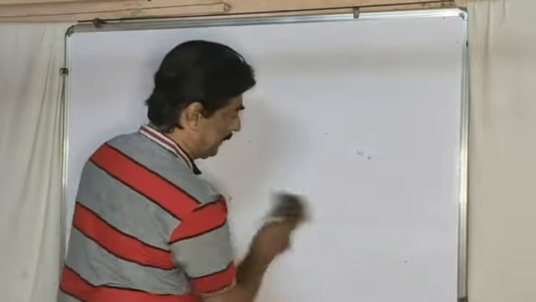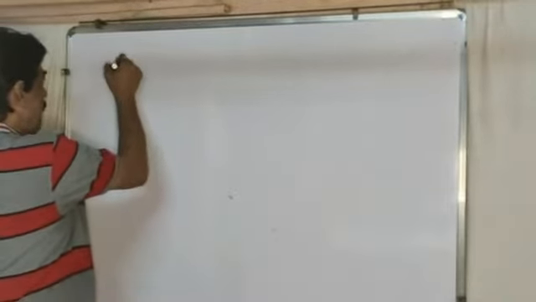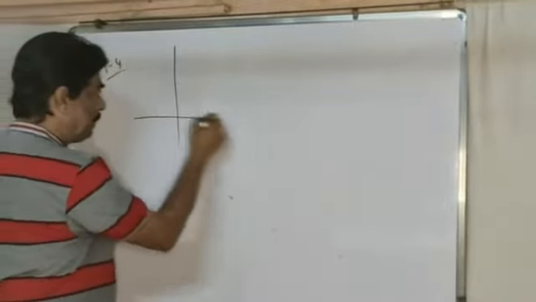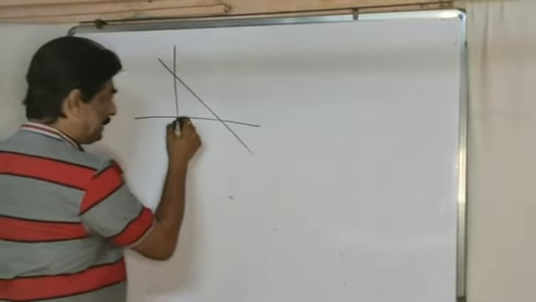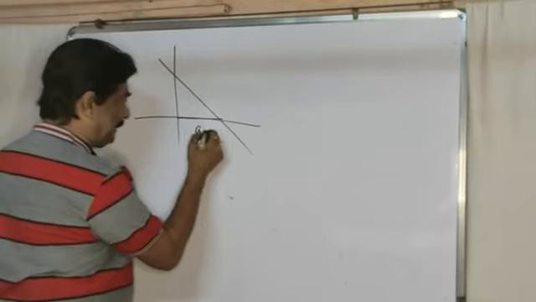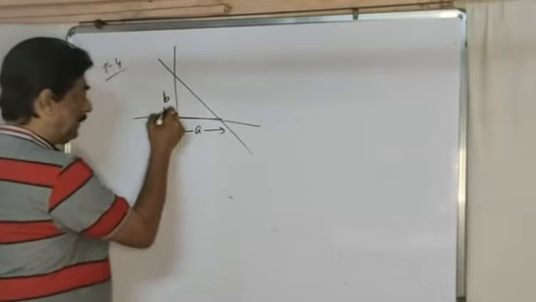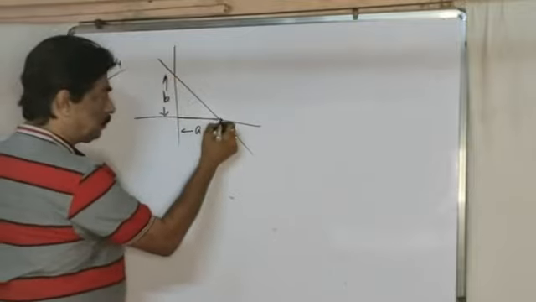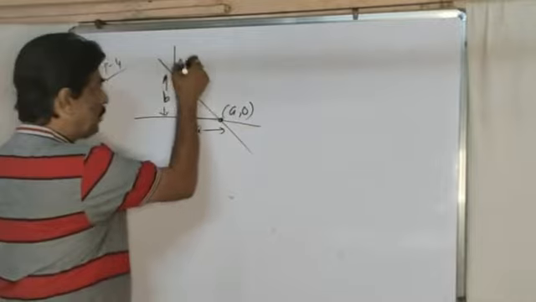Intercept form of a straight line. Let us consider theorem number 4. This is one straight line. This is another line. On the x-axis, the intercepted length is a. On the y-axis, the intercept length is b. So this point's coordinate is (a, 0), and this point's coordinate is (0, b).